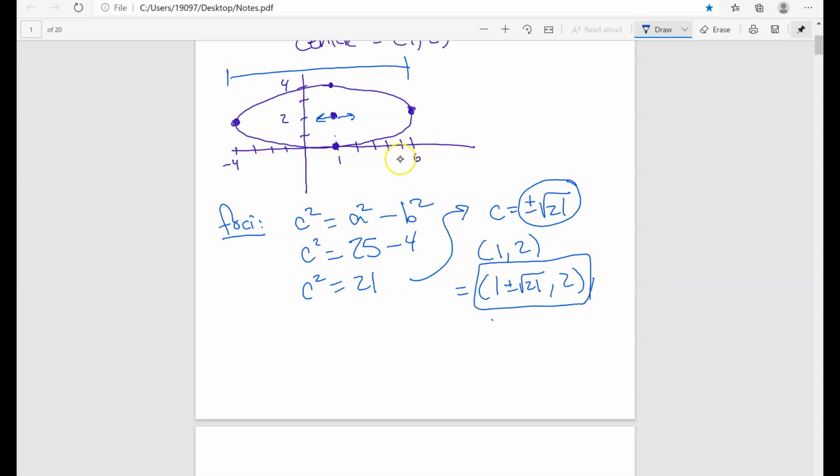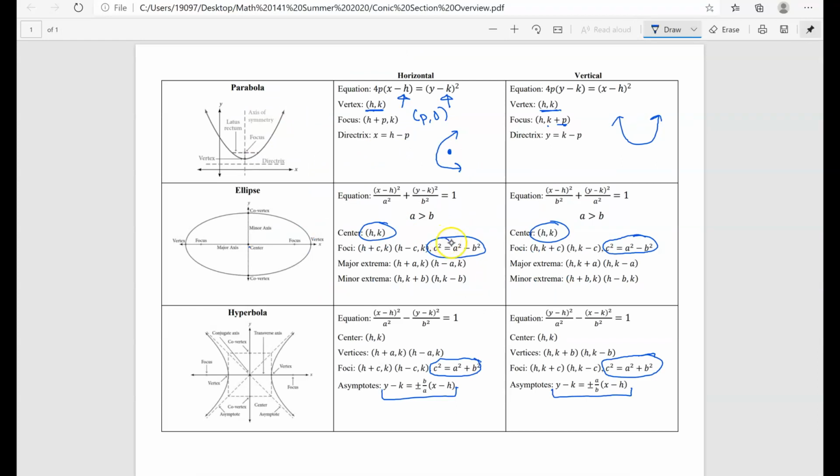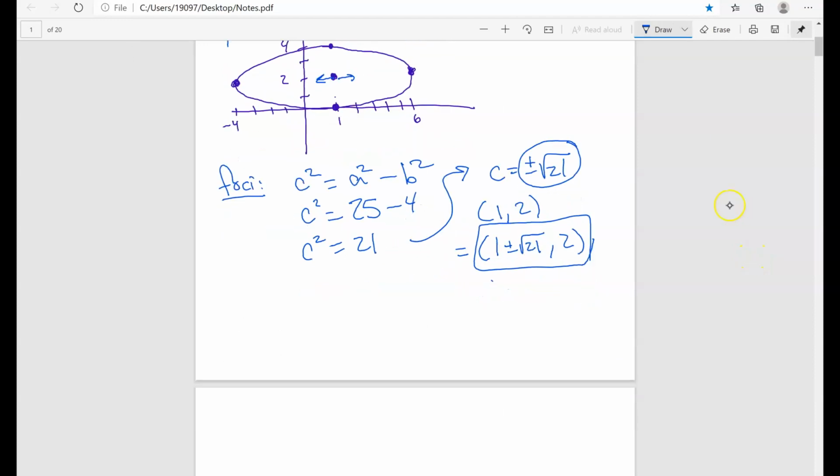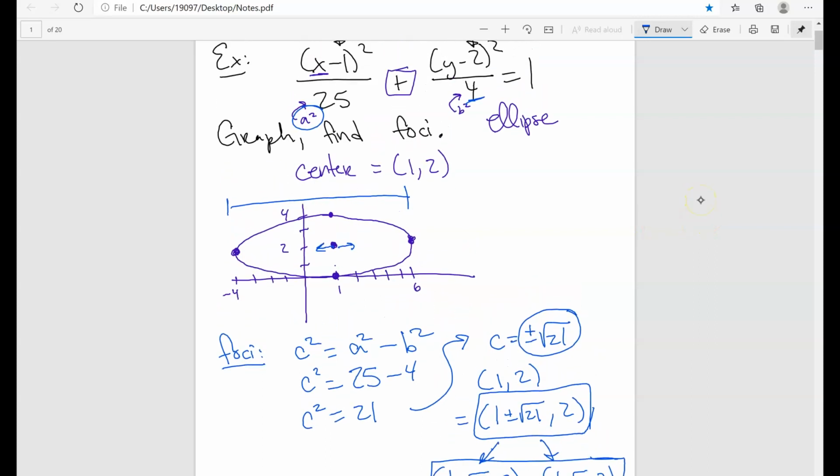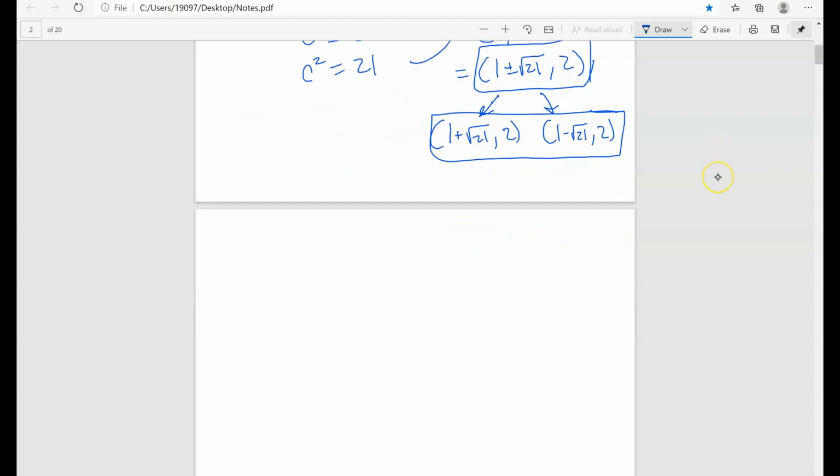Now, if you ever get confused about where exactly it could be, you can always go to the conic section overview and you can see that you are going to be adding this c value into the h. You're going to add it and subtract it. Okay, so when you go on WebAssign, you have to be very careful because sometimes they might want it like this: 1 plus square root of 21, 2, and then 1 minus square root of 21, 2. So you might have to do it like this. Okay, all right, so that's how you find the center, the foci, and you graph it. Okay, so let's do another problem.